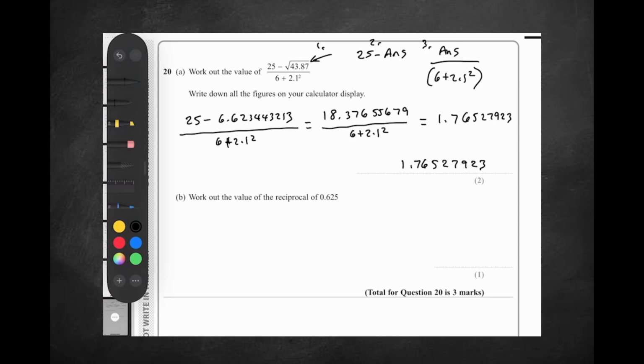Part B. Work out the value of the reciprocal of 0.625. That is just going to be 1 divided by 0.625. And again, put that in your calculator. And you get 8 over 5. Or in decimals like the question is given, 1.6.